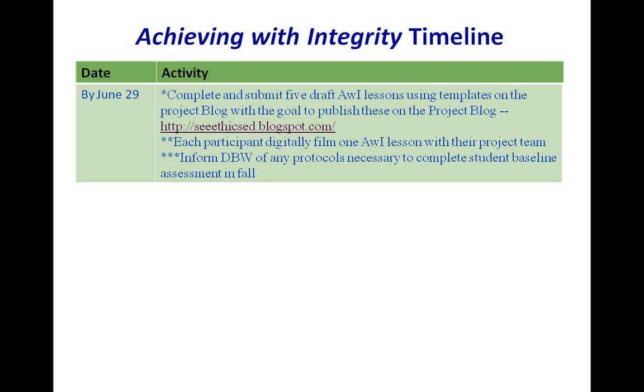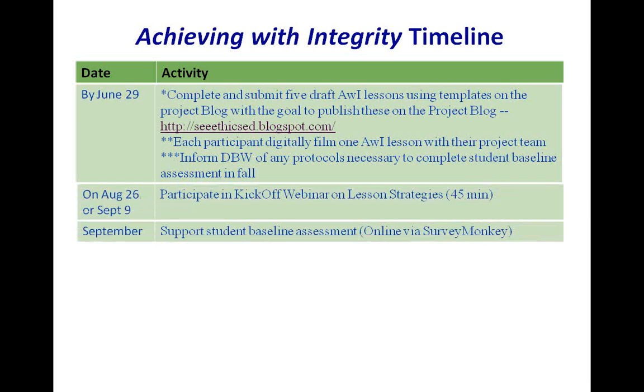And in terms of the baseline assessment we want to do with students, we've talked about that. That involves probably about 20 to 25 minutes on the computer, an online-administered Survey Monkey baseline assessment that will kick off after the new academic year begins in August or early September, and that is actually on the next line here.